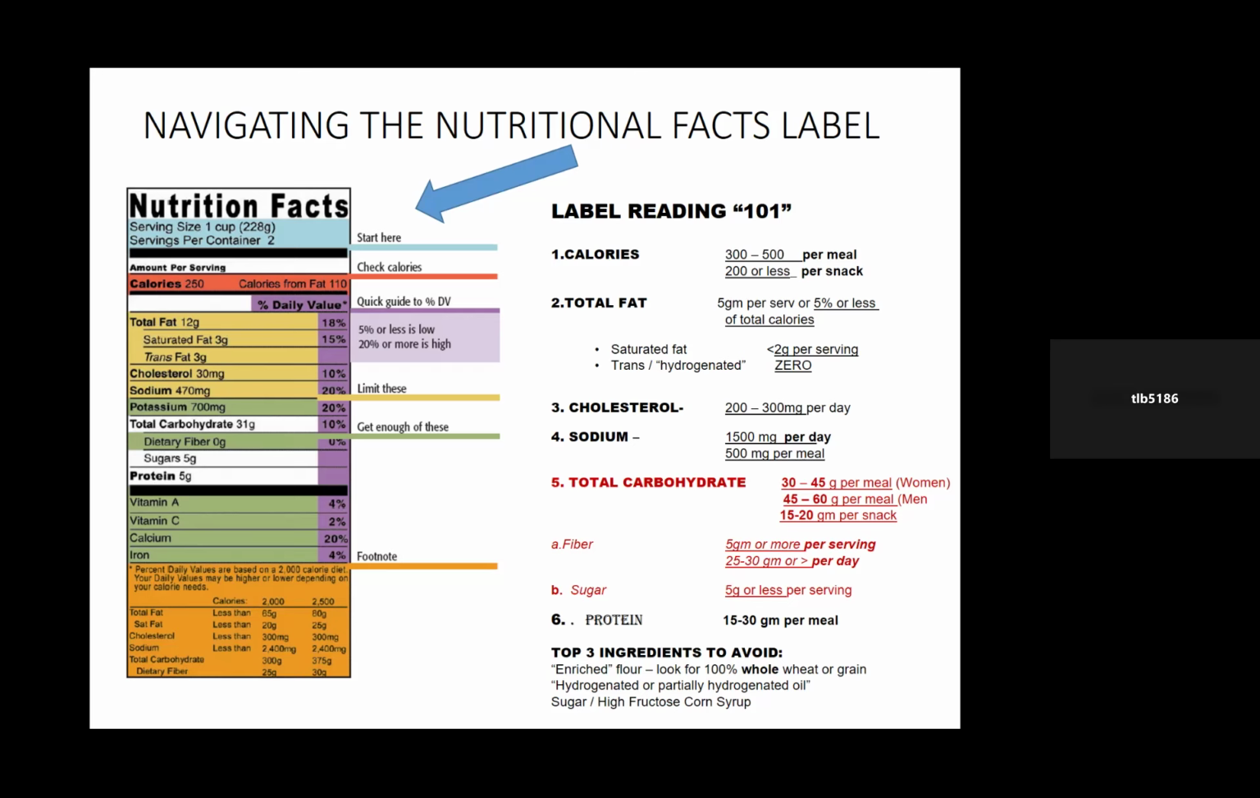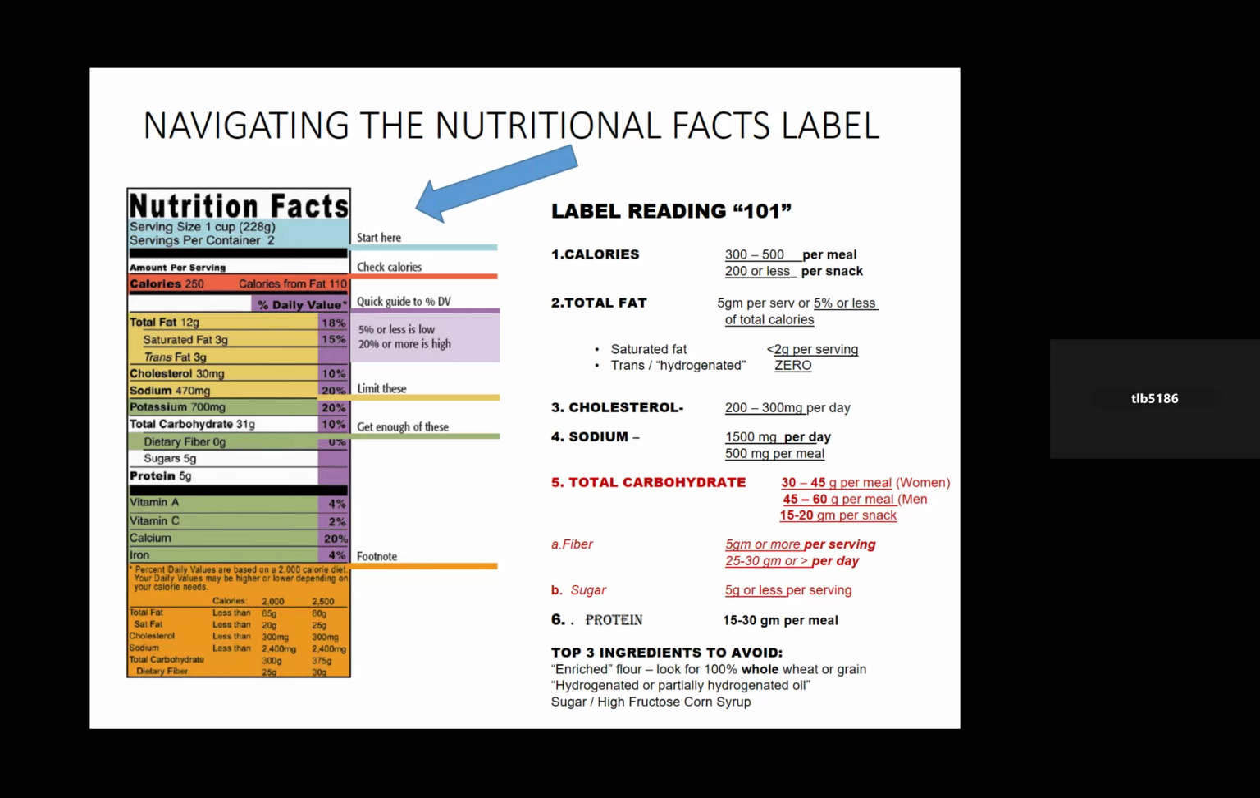Basically, we want it to be low carb, low fat, high fiber. As I told you, fiber blocks the digestion of some carbs. And we want fiber. We want 5 grams or more per serving. The average daily intake of fiber should be about 25 to 30 grams a day.